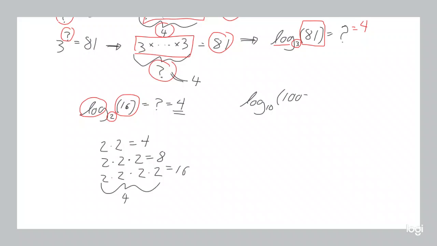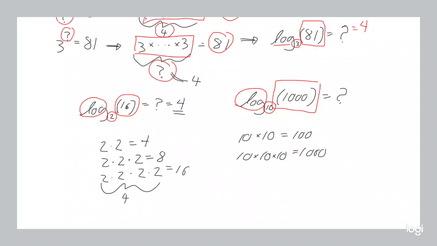Log base 10 of 1,000. What that means is, how many times do I need to multiply by 10 in order to get 1,000? Well, 10 times 10 is 100. 10 times 10 times 10 is 1,000. How many 10s did that take us? 3. So log base 10 of 1,000 is 3.